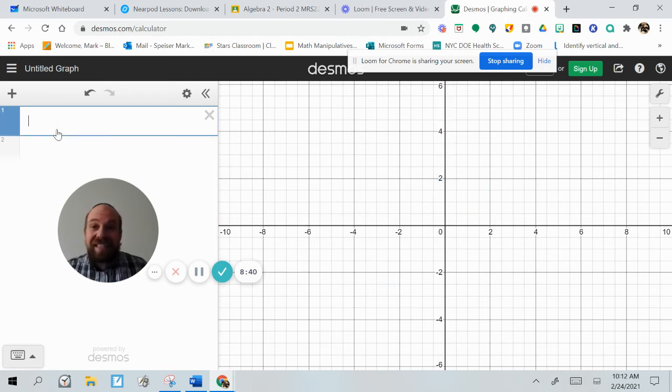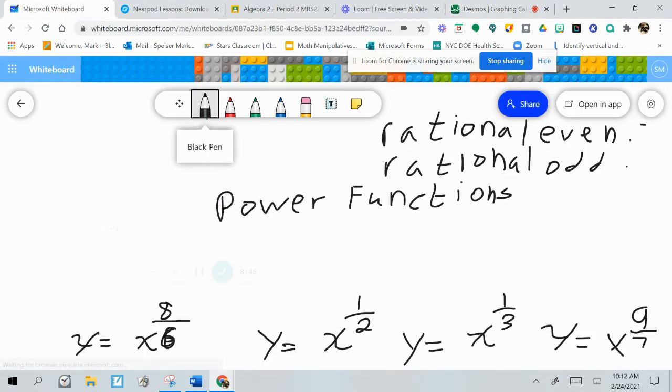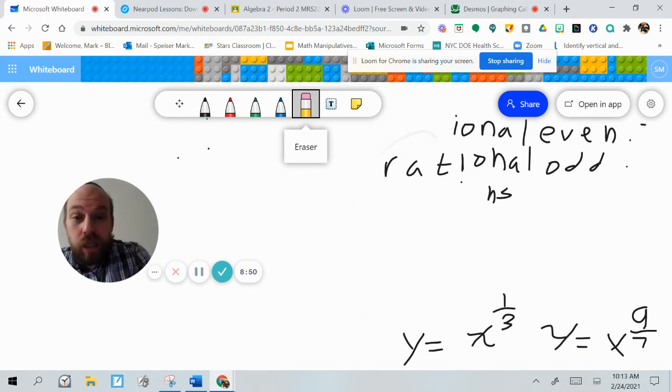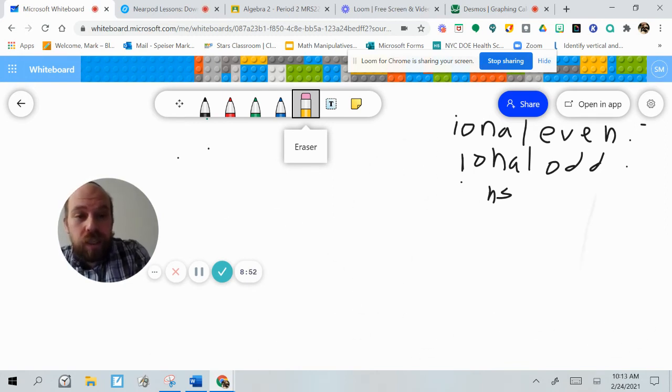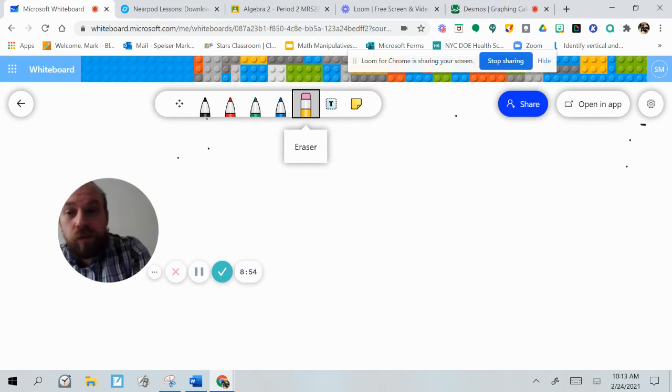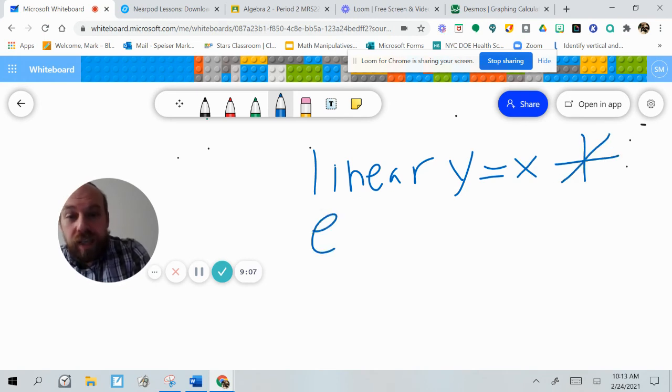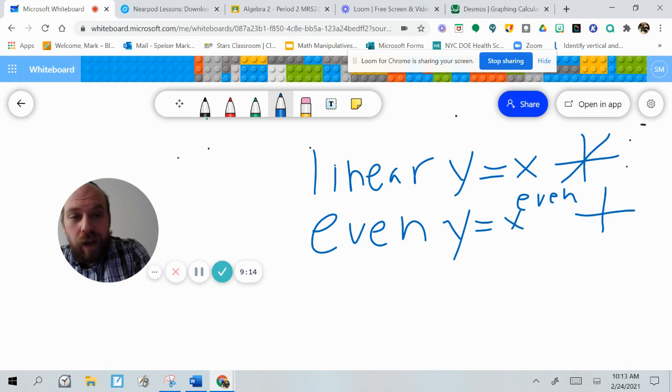Let's go over the 9 cases again and wrap up. The 9 different types of power functions are as follows. Let's do a summary and we're done. First case is linear, y equals x, and it looks like this. The second case is even, x to an even power, and it makes a parabola.